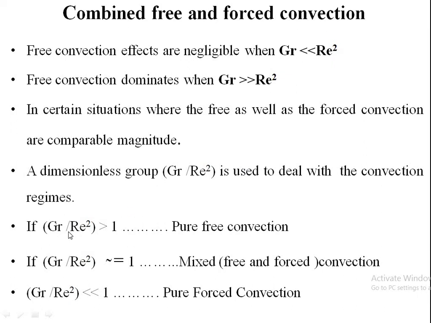If the Grashof number divided by the Reynolds number squared is greater than 1, then the heat transfer will be considered purely free convection heat transfer. If this value is nearly equal to 1 or equal to 1, then it will be considered mixed free and forced convection. If the Grashof number divided by the Reynolds number squared is very much less than 1, then we have to consider pure forced convection.